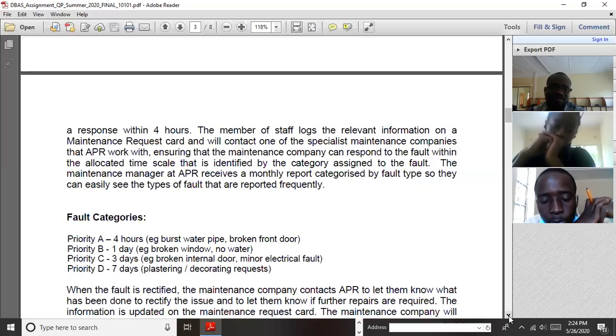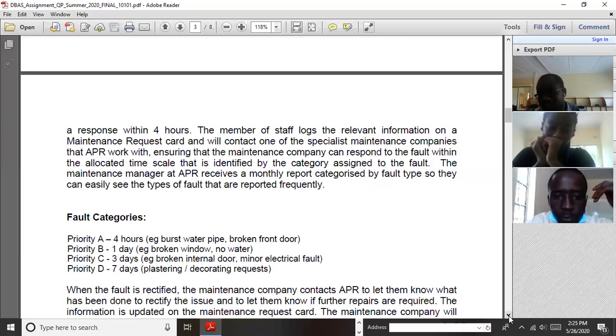Then the third one, priority C, is responded to in 3 days. The first priority can be this. When you report it, the response comes after 4 hours. Let's hope you understand. Comes after 4 hours. Then this broken window, the response comes within a day. So it's 1 day, 24 hours. Then broken internal doors, minor electrical fault. This one can be handled within 3 days, isn't it?